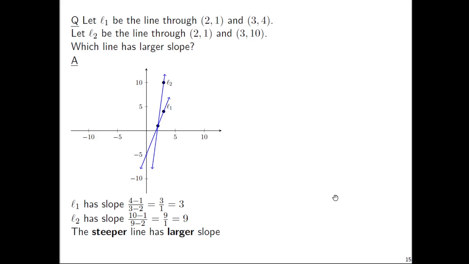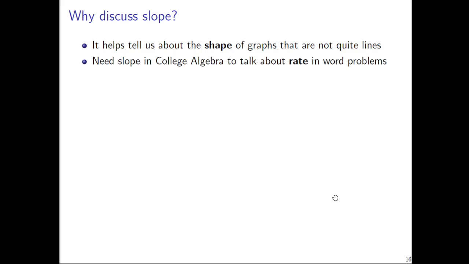Well, certainly L2 has larger slope, since the number 9 is bigger. But the thing to really notice about this is that the steeper line has larger slope. All right, L2 in the picture looks steeper than L1 does. So why do we discuss slope? Well, it helps us to talk about the shape of graphs later on that are not quite lines.